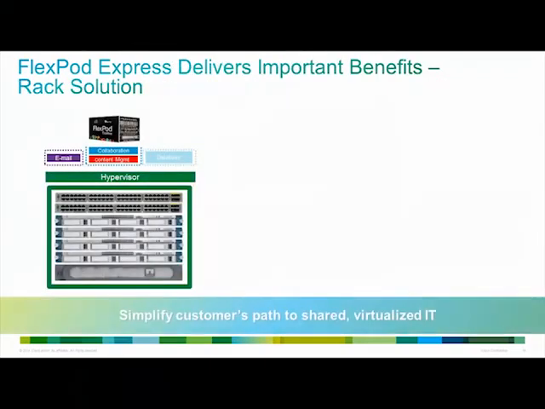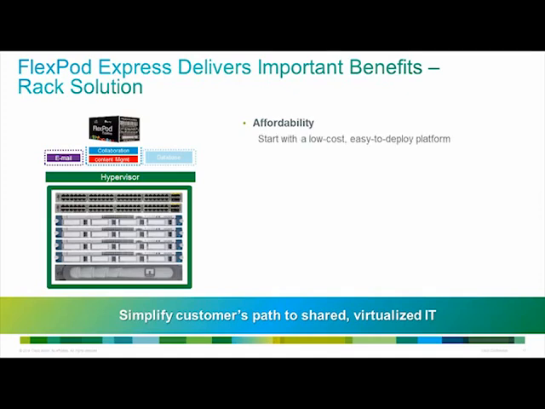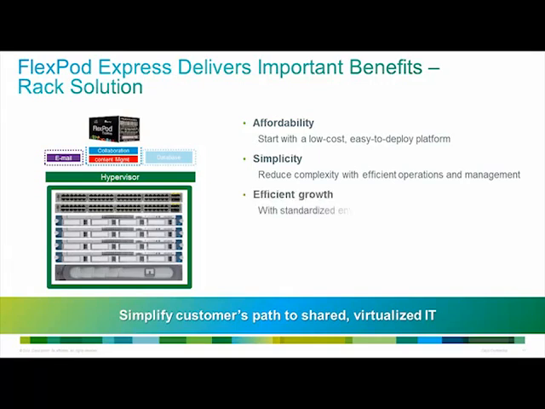With NetApp and Cisco, FlexPod Express delivers an integrated rack solution with some significant benefits to mid-size customers. Affordability, allowing them to start with a low-cost, easy-to-deploy platform. Simplicity, reducing complexity with streamlined operational processes and management. Efficient growth with standardized environment to improve predictability. Optimized IT through shared infrastructure and workload consolidation.